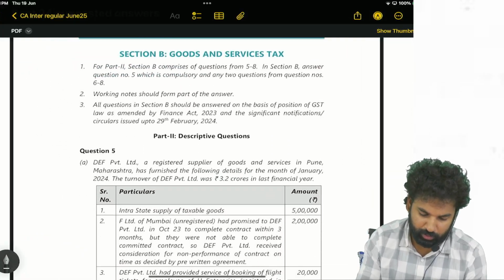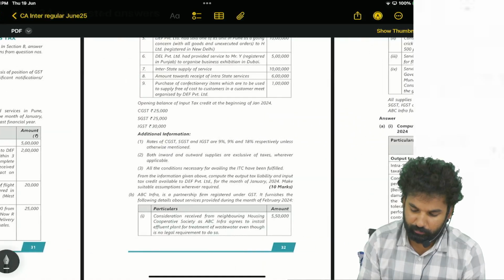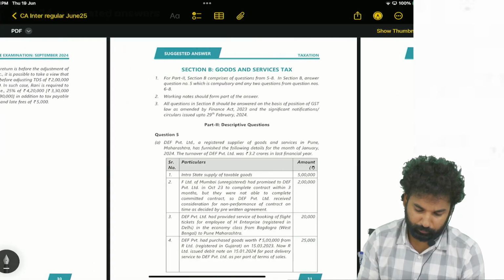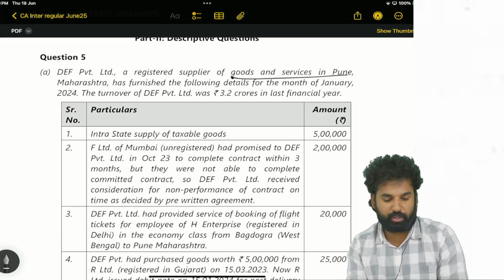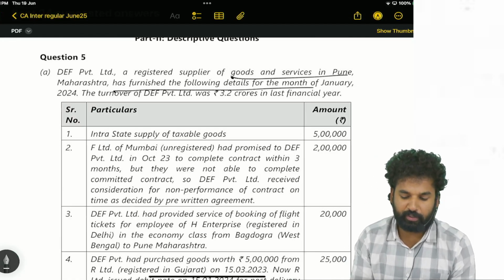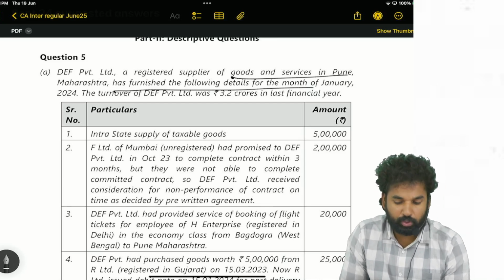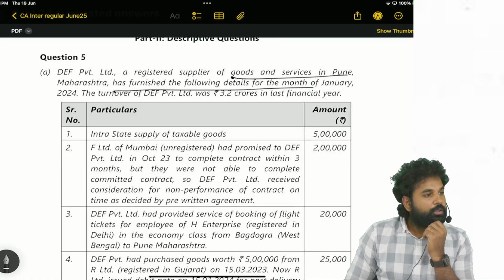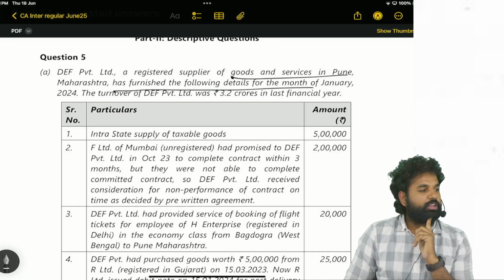Okay, you see this questions part. DEF Private, this is also 10 marks question, huh? 10 marks question this is. DEF Private Limited, registered supplier of goods and services in Pune, Maharashtra, has furnished the following details for the month of Jan 24. Turnover of DEF Private Limited was 3.2 crores in the last financial year.